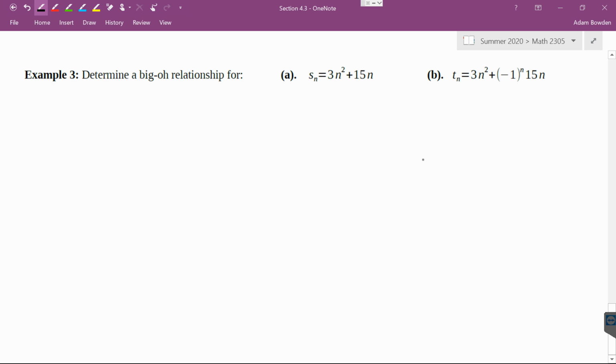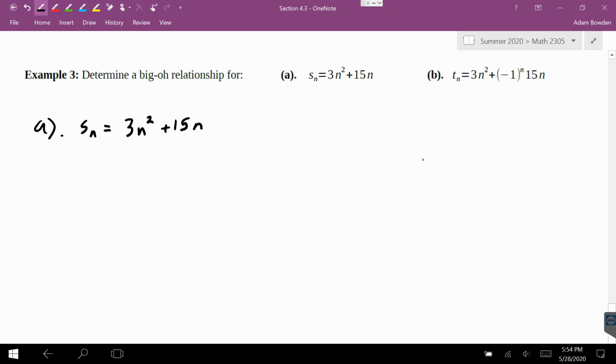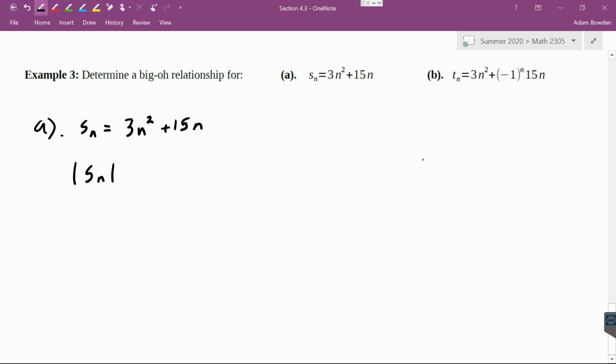So for these sequences S of n, I would like to go ahead and find their big O relationship. We'll start off with S of n is equal to 3n squared plus 15n. Now we'll go by the absolute value here, since technically in the definition we were working with absolute value. Absolute value of S of n is equal to the absolute value of 3n squared plus 15n.